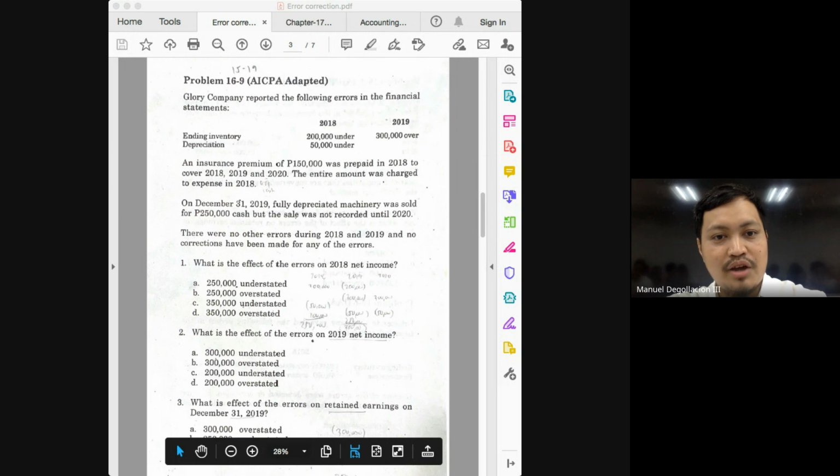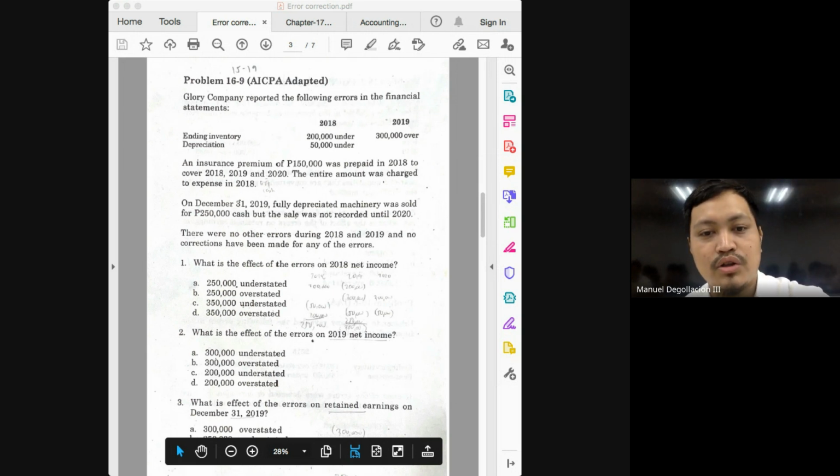I always advocate for students to have confidence as they answer the problems, class. But for this kind of topic, it's counterproductive for you to be overconfident. Okay, find time to review these kind of problems. It's just a matter of you tracing the errors, class. Let's proceed to the next question.